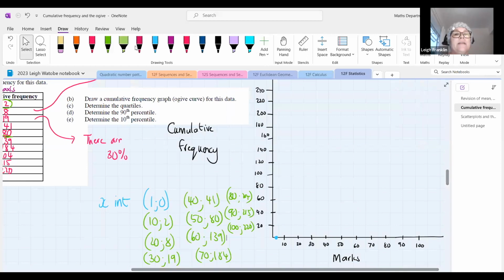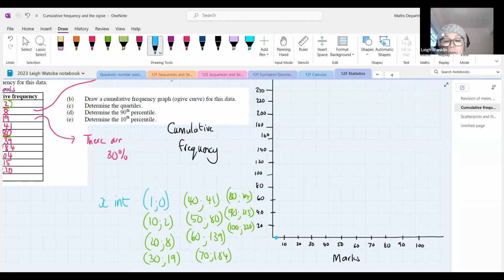So now it would be 10 and 2. That's somewhere over there, I'd guess. 20 and 8, not much bigger. 30 and 19. So over there, it's starting off very slow. Then it jumps to 40 and 41. And then 50 and 80, all the way up there. And then 60 and 139. So that's up there, very steep now.